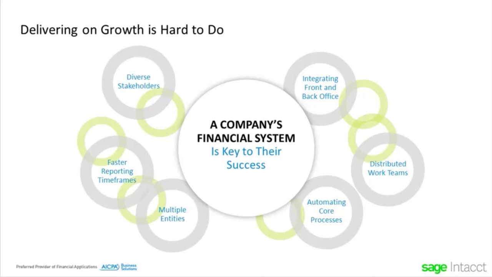And we've got diverse people you have to report to. There's diverse stakeholders. There's people in the front office and sales that are looking for information. Distributed work teams in growing companies. A lot of times people are working in other offices or working from home. And you need to automate those core processes so you can see the data around those core processes.